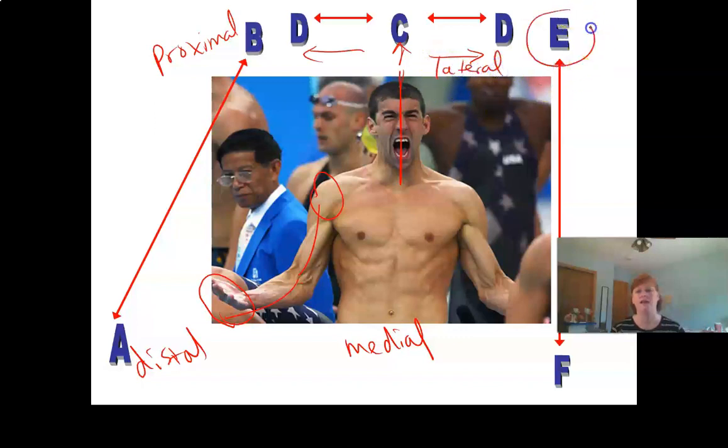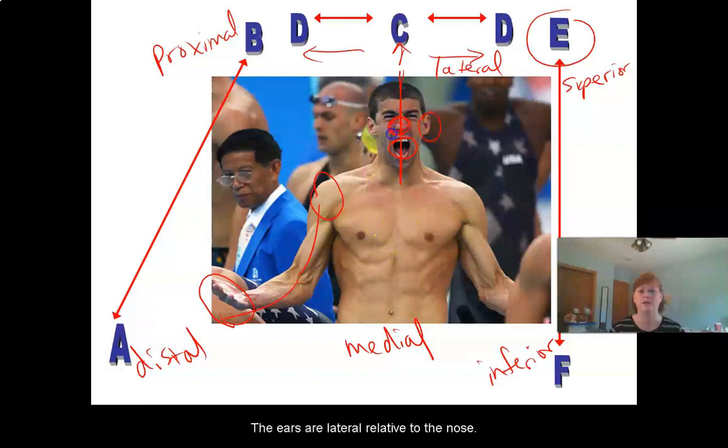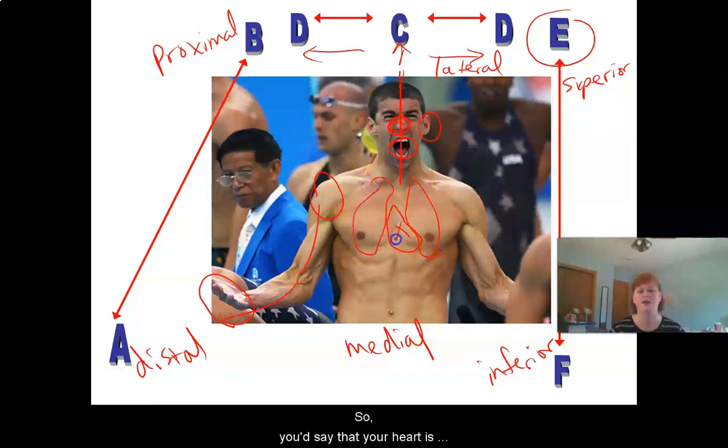Towards the head would be superior. And towards the feet would be inferior. Again, always relative terms. So we could say that the nose is superior to the mouth. The ears are lateral relative to the nose. Your heart is roughly like this, and then your lungs are sitting around either side. So you'd say that your heart is medial relative to the lungs.